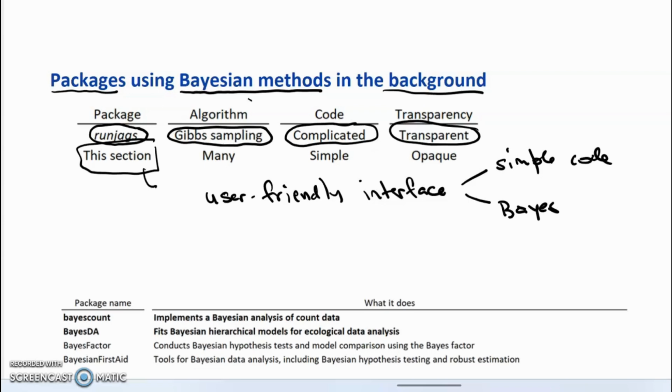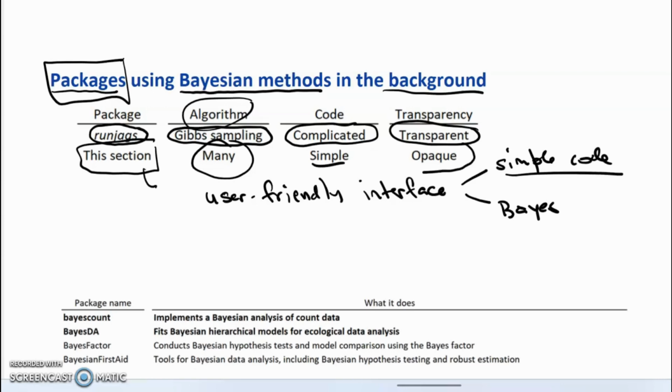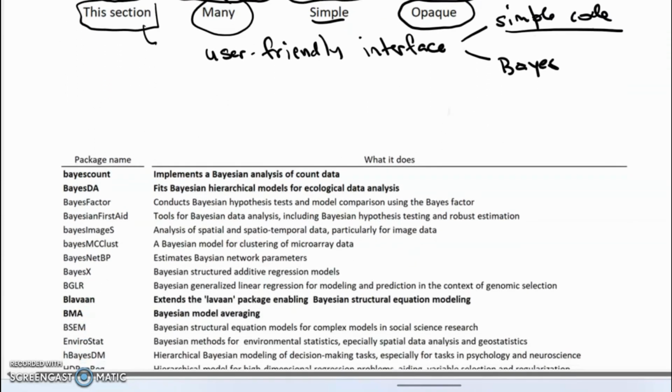So in terms of the algorithms, there's many possible algorithms. It's going to vary among the packages and what the packages are attempting to accomplish. The code, as I've said here, is simple. It has the disadvantage, however, we're going to see that it may be a bit opaque.